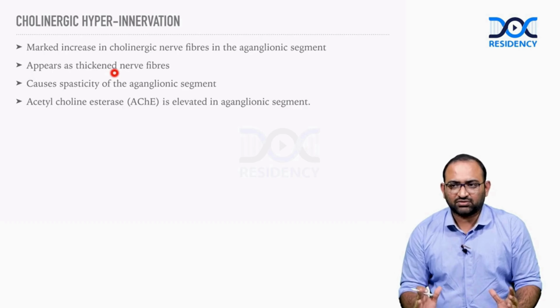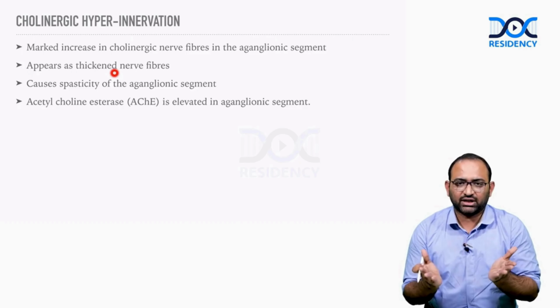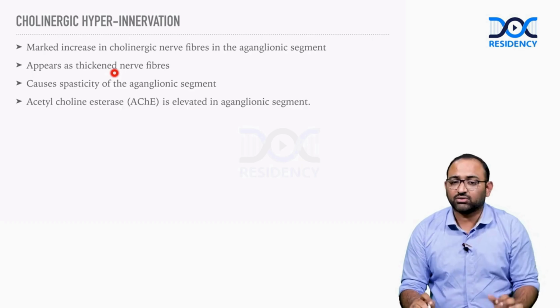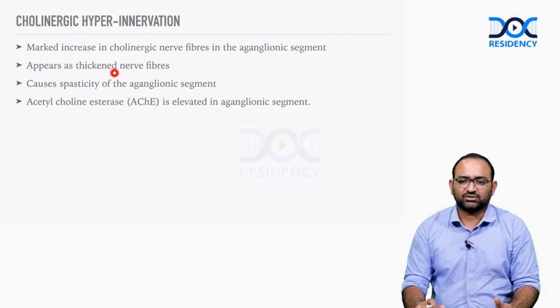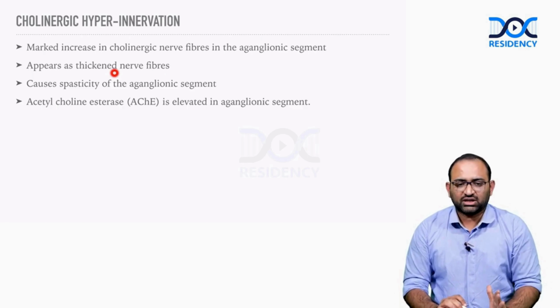Cholinergic innervation of the gut causes the gut to collapse. So it becomes tonically contracted. There is an increase in cholinergic nerve fibers seen in all cases of Hirschsprung disease. That is how we diagnose the children based upon the biopsies. So there is hyperinnervation of cholinergic fibers. They appear as thickened nerve fibers. It causes spasticity of the aganglionic segment, as we have discussed already. While doing biopsy, we use this acetylcholine esterase to diagnose an aganglionic segment.